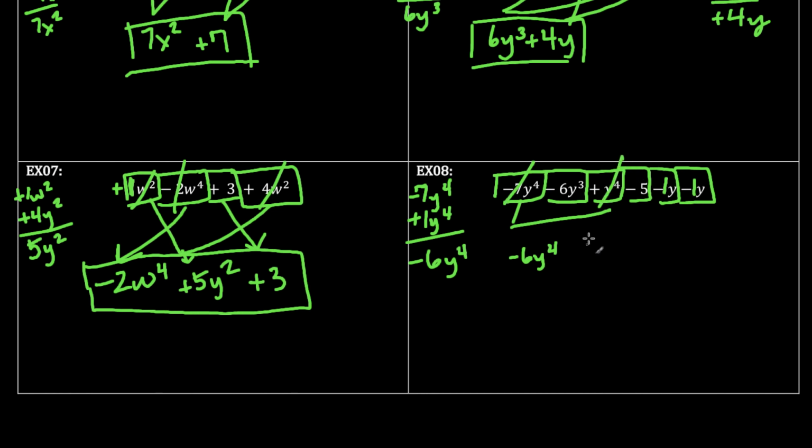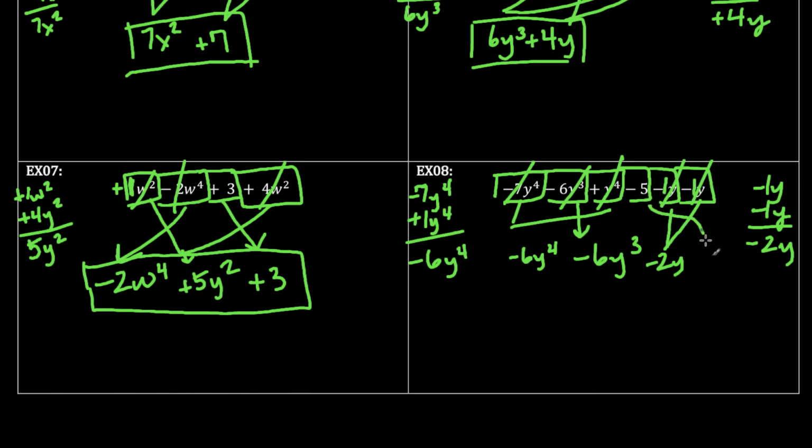Next largest exponent is y to the 3rd, and I only have one of those terms. So minus 6y to the 3rd. And then I have these 2 minus y's over here because I don't have any y's to the 2nd power. Minus 1y minus 1y. When we combine them it is minus 2y. Lastly, we have this lone constant just sitting alone. Minus 5.